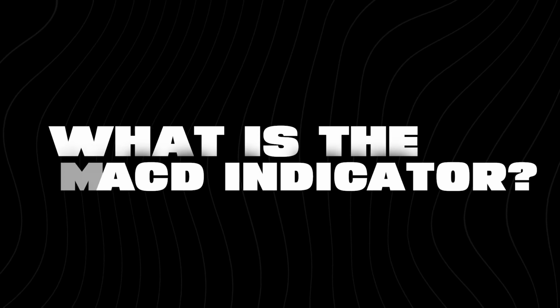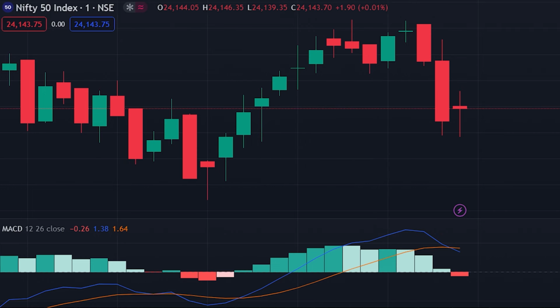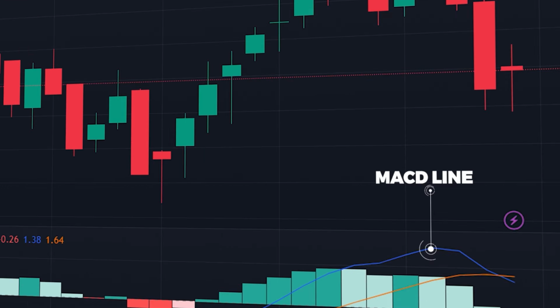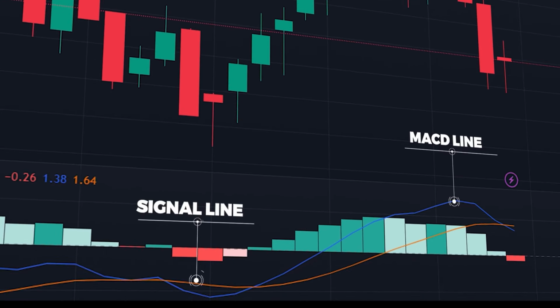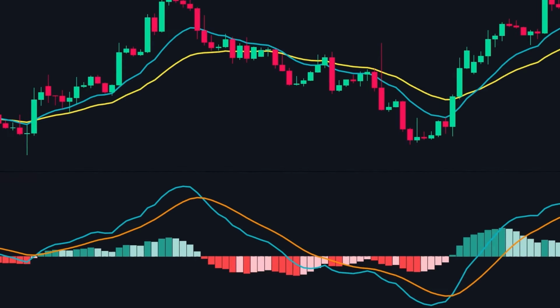What is the MACD indicator? MACD stands for Moving Average Convergence Divergence. It is used to detect trends and momentum in price fluctuations. The MACD indicator consists of 3 components: the MACD line, the signal line, and the histogram. Let's look at each of these components in depth, beginning with the MACD line.